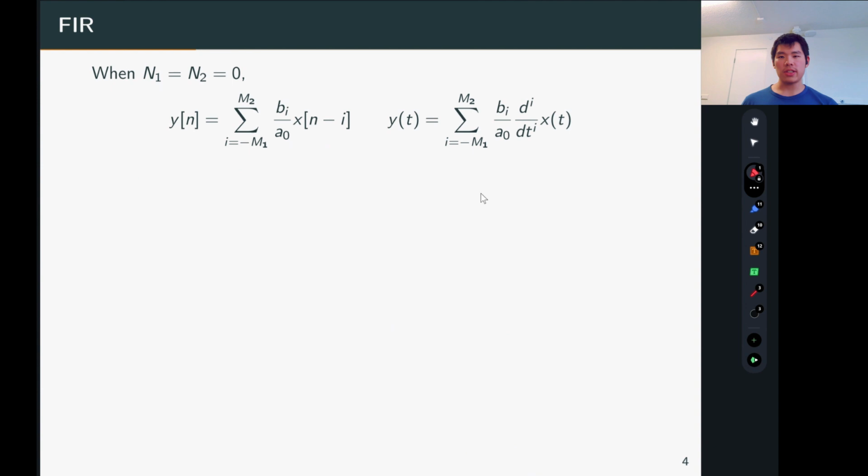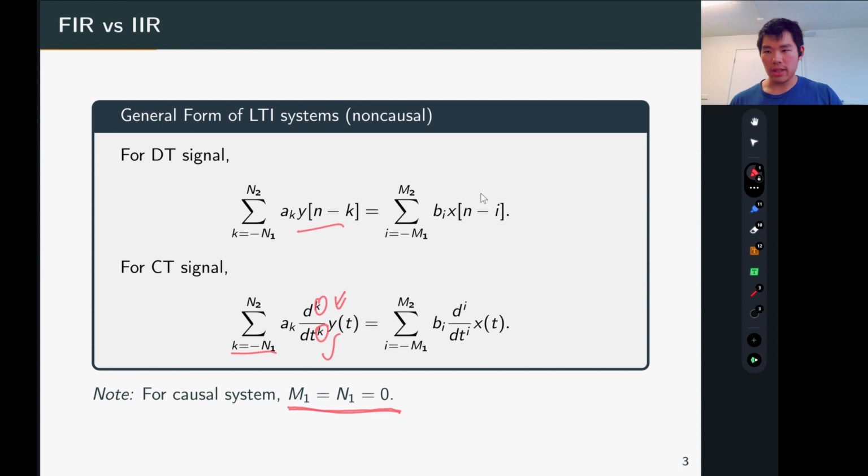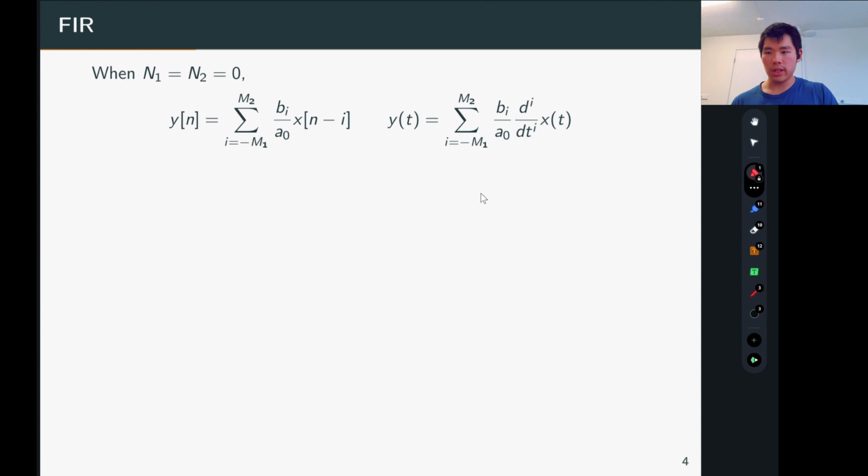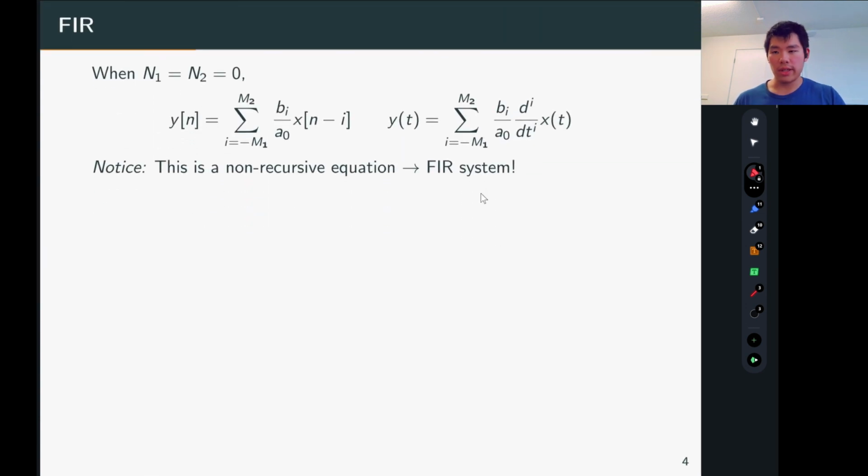And so let's look at the special case. When n1 and n2 both are equal to 0, let's look at it again. That means the top two terms are just 0, and we bring it here for simplicity. And here we can see that the output only depends on the inputs, and hence this is a non-recursive equation, because we're just using the inputs to get the output. And this tells us that this is a FIR system.